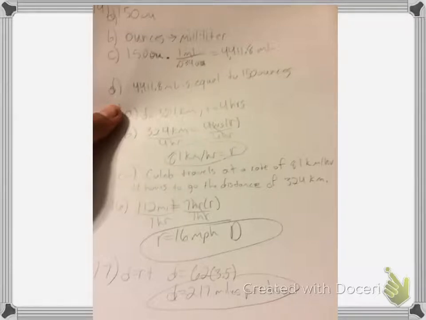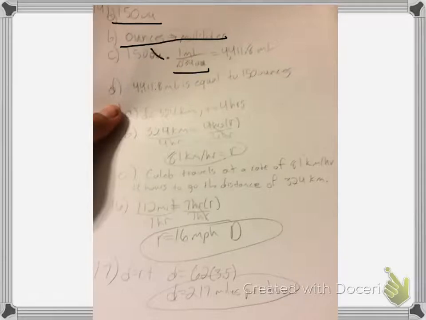Number 14 says the initial value. We're going from 150 ounces to milliliters. 150 ounces is my initial value. My unit plan is ounces to milliliters. It gives us 1 milliliter is equal to 0.034 ounces. So I got 150 ounces times 1 milliliter over 0.034 ounces.